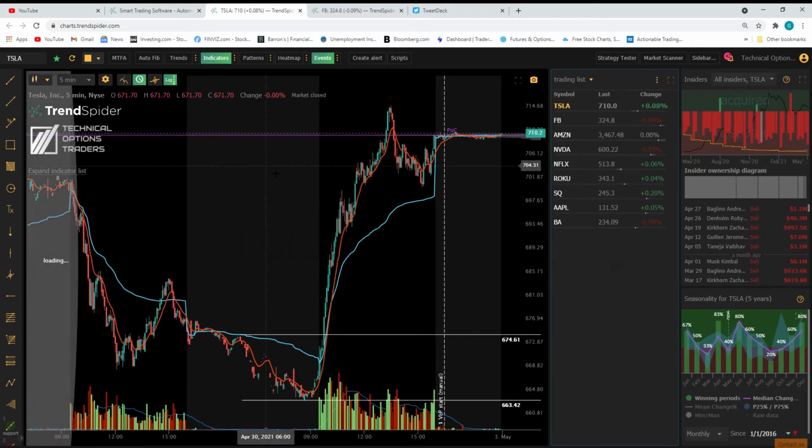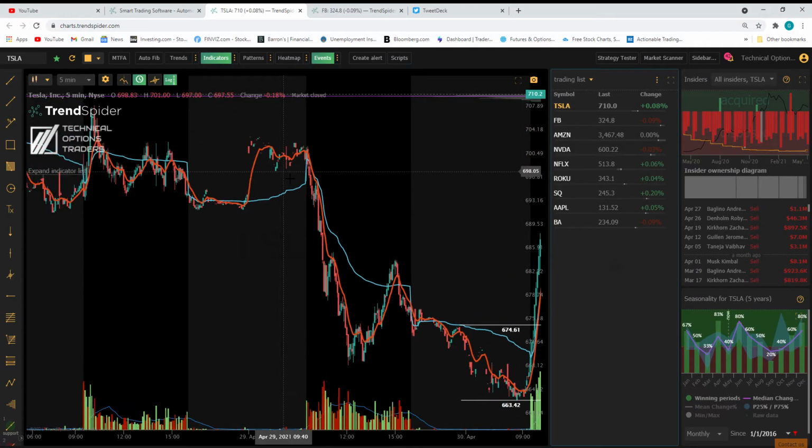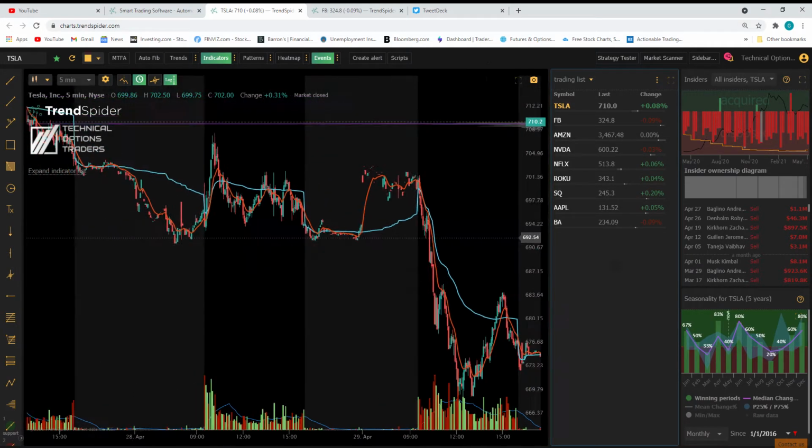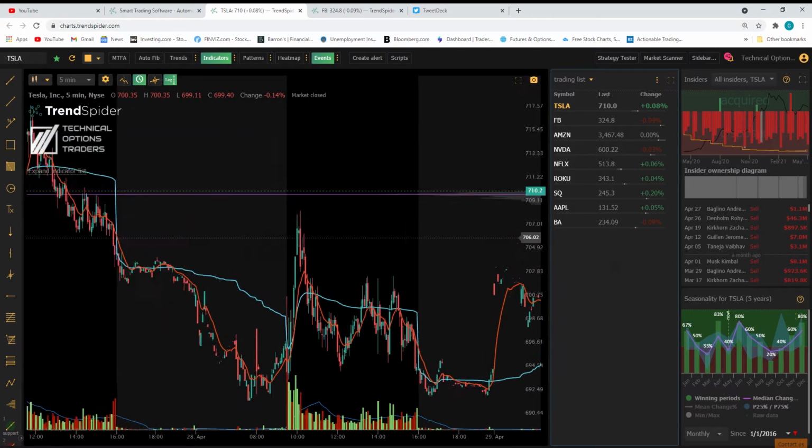Now, if I was to go back on Tesla a few days further out, let's just say I'm trading this day here. This is a choppy day. This is a good example.